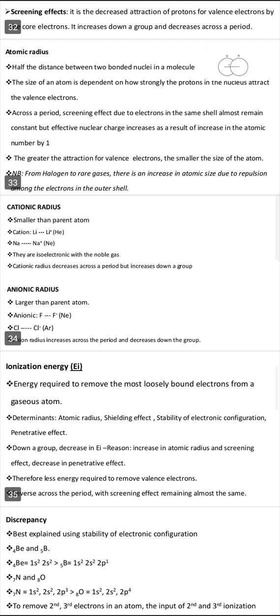So across the period, atomic sizes increase across the period because there will be increase in effective nuclear charge with a constant shielding effect. But down the group, effective nuclear charge also increases and there is an increase of the shielding effect. So down the group, the atomic radius decreases down the group. Decreases means that from large to what? Low. Across the period, it increases, so from low to what? High.